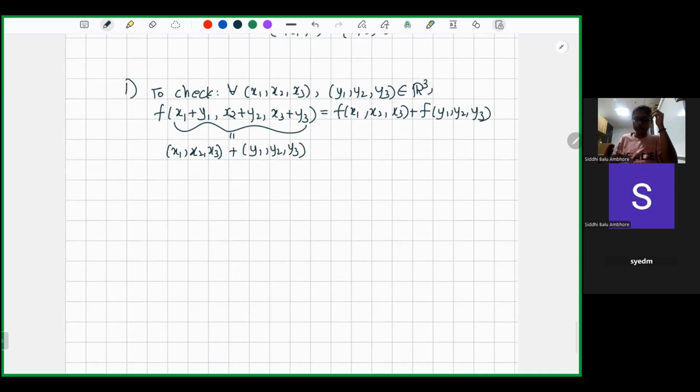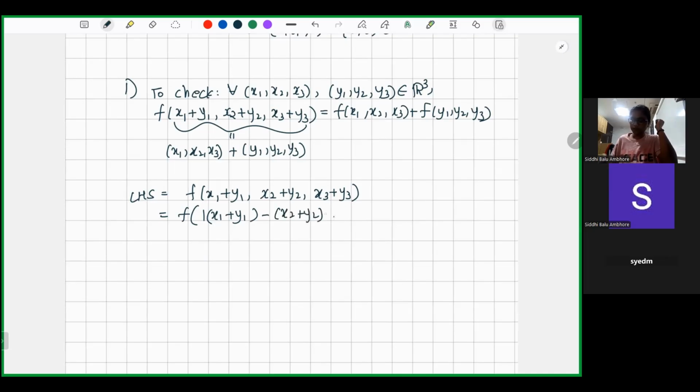We have to check this condition. So let us start with LHS. So LHS is equal to f of mod of x1 plus y1 minus x2 plus y2, comma 2x3 plus y3.